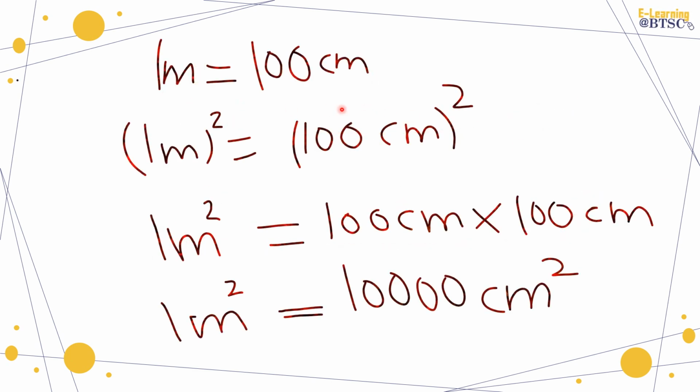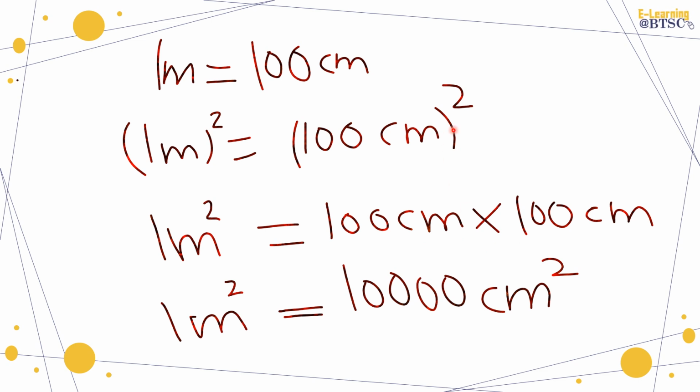Okay, as we know that 1 meter is equal to 100 centimeters, and we want to know how many centimeters are there in meter square. So what will we do? We will take square on both sides. After taking the square of 1 meter, we have 1 meter square, and then what will be the answer of (100 centimeter) whole square? 100 centimeter into 100 centimeter.